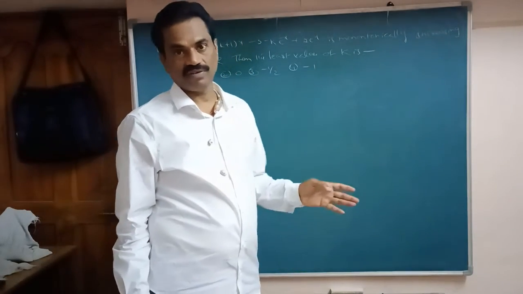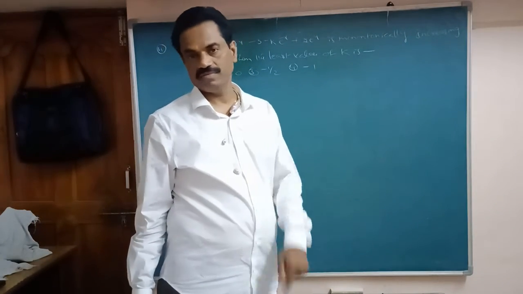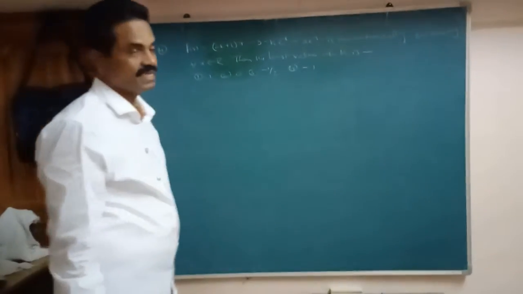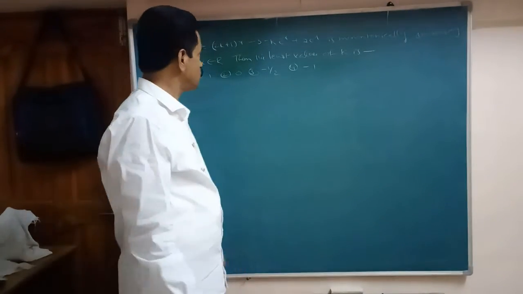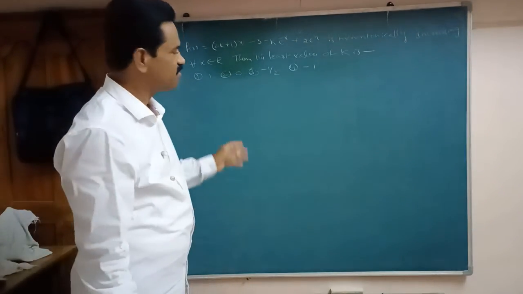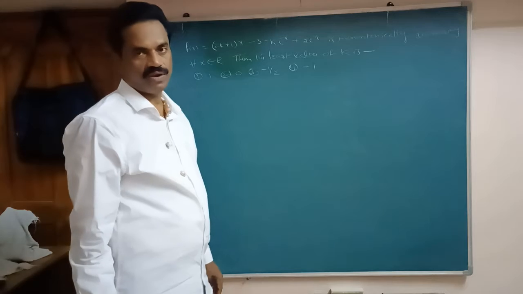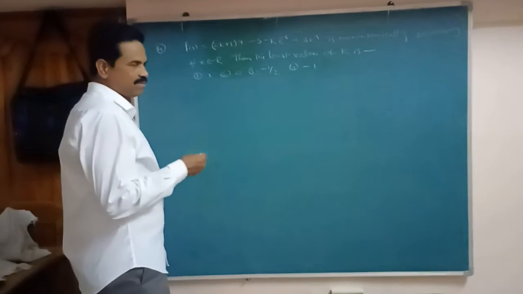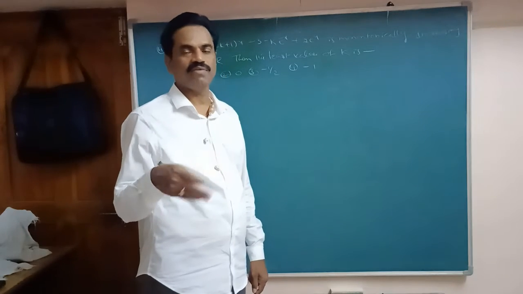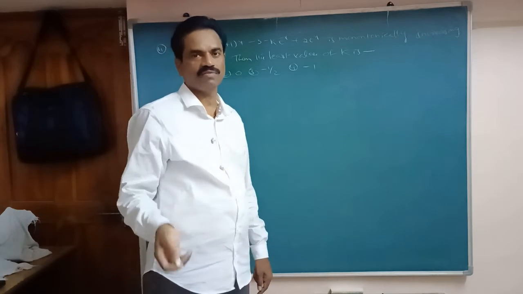In the previous problem we found out the intervals for increasing and decreasing, but here it is already given that it is increasing, which means f dash is greater than 0. Then we find the least value of k. Same process: f dash is greater than 0, take the values depending on the function, and you will get the k value.